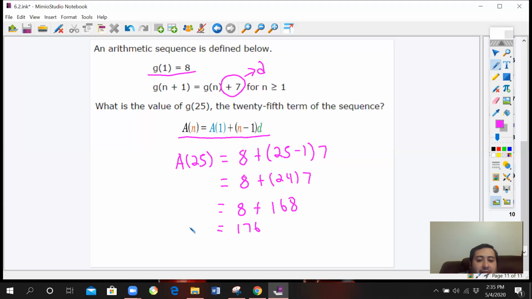And that's it. So your 25th term is going to be 176. And that's all you do. You just convert it from this formula to explicit and then plug in the information and you're done.